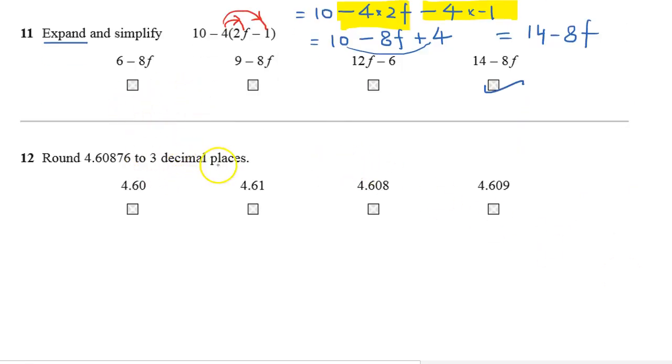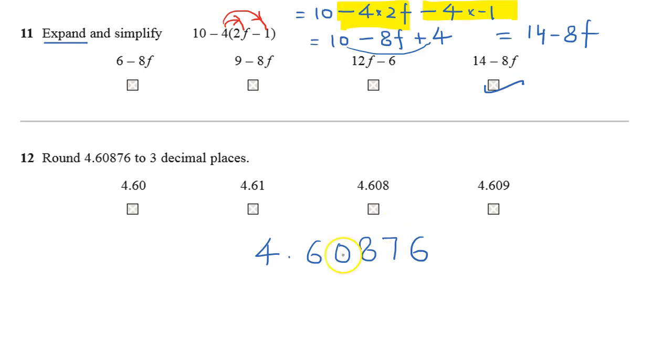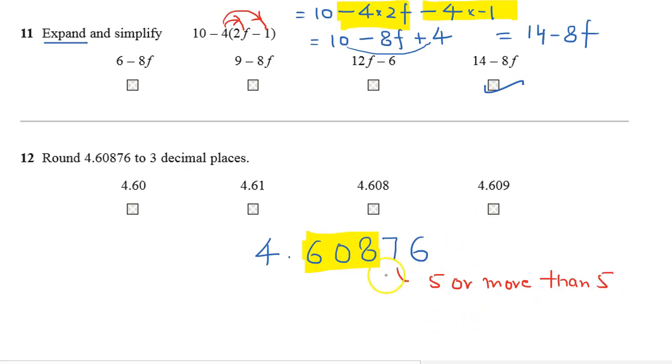Round to 3 decimal places. So this is 4.60876. Up to 3 decimal places, so we check only 3 decimal places, 1, 2, 3. That's all. Now we check the next number. If the next number is 5 or more than 5, then we increase this by 1.